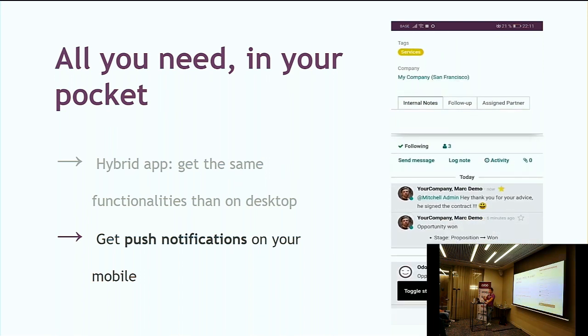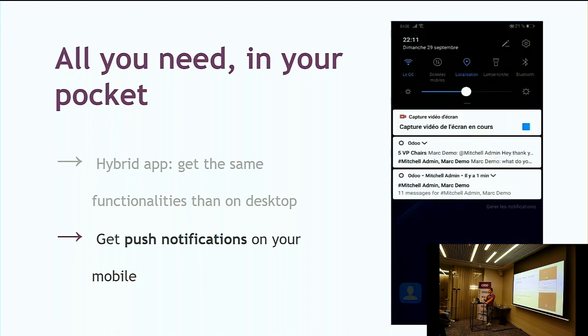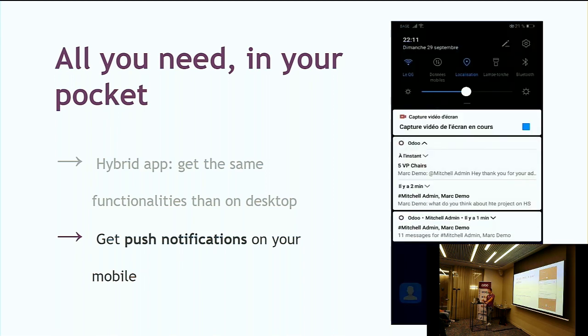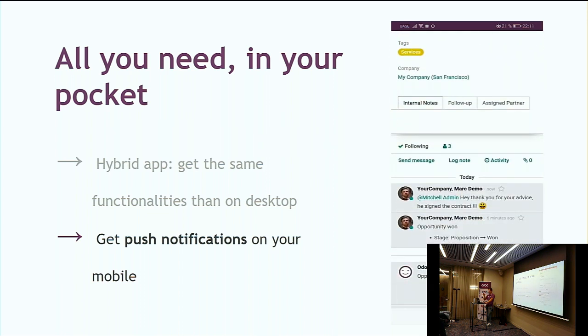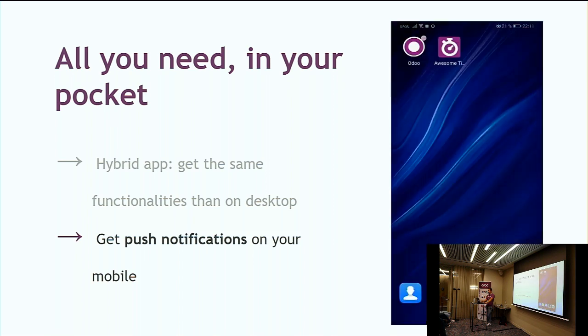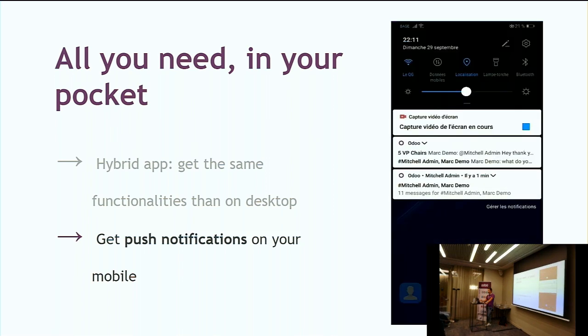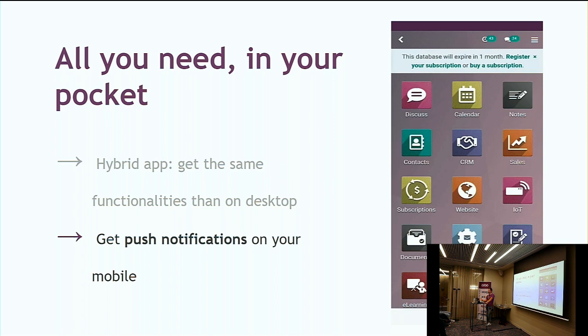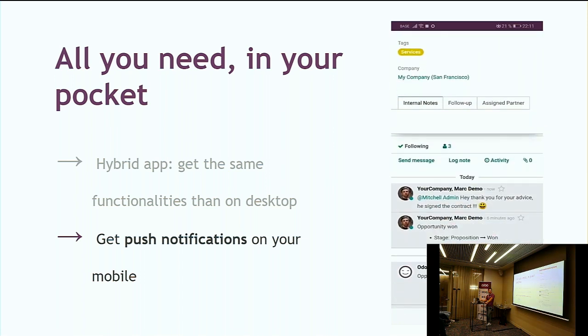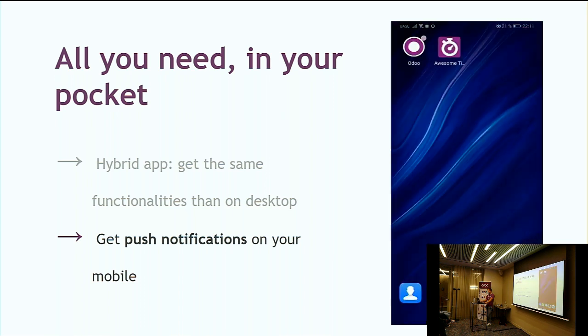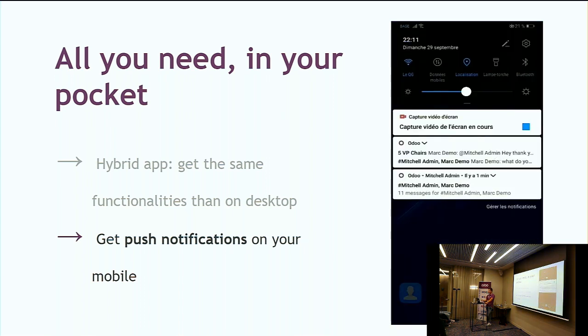So when you receive a notification on a certain object, for example, here on an opportunity, you can click on this notification and be redirected instantly on the correct object. This works in any model in Odoo, so any model where you have a chatter. For example, an opportunity, a sale order, an invoice, a quotation, whatever model. So you will save a lot of time.